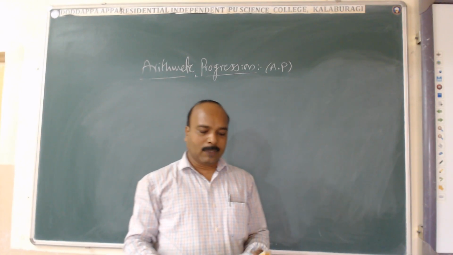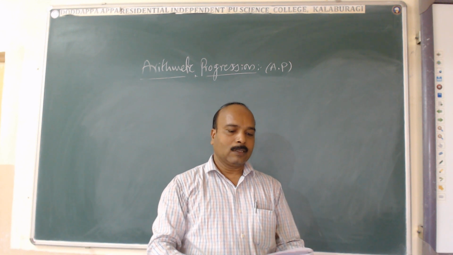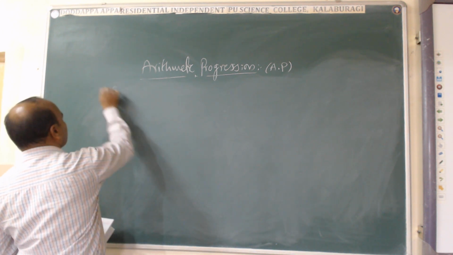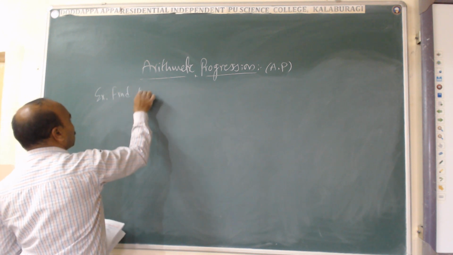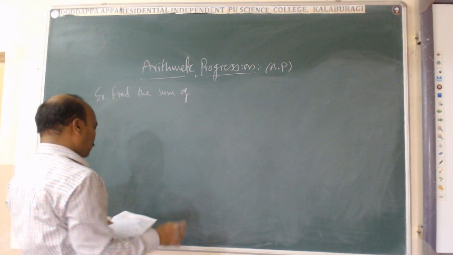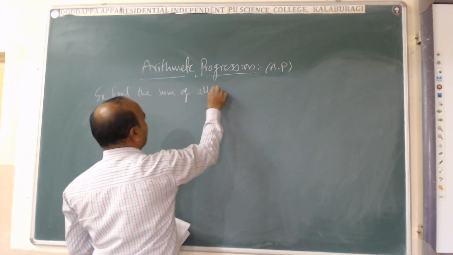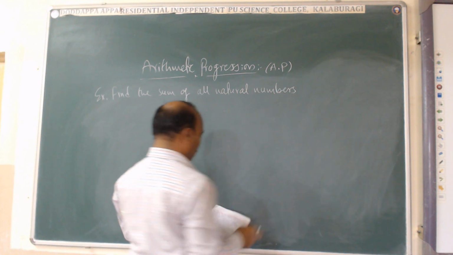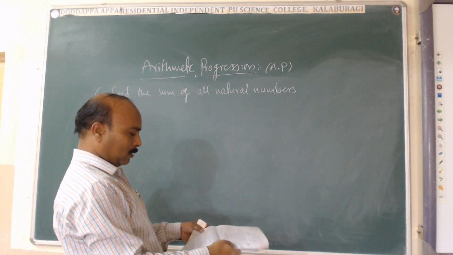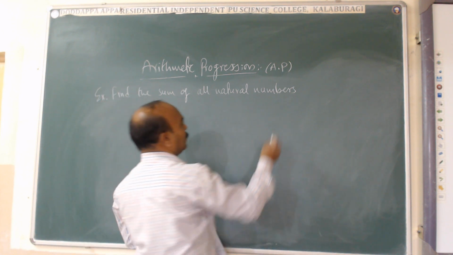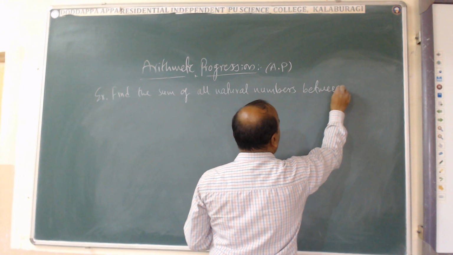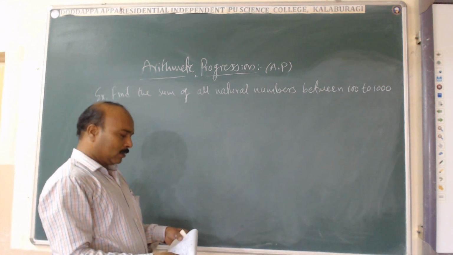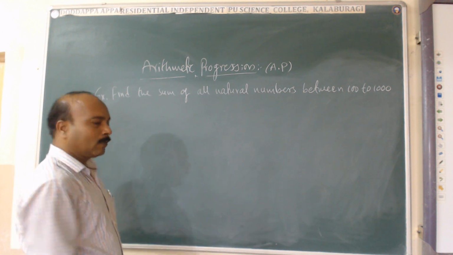Let's go for another example. Find the sum of all natural numbers between 100 to 1000 which are multiples of 5.